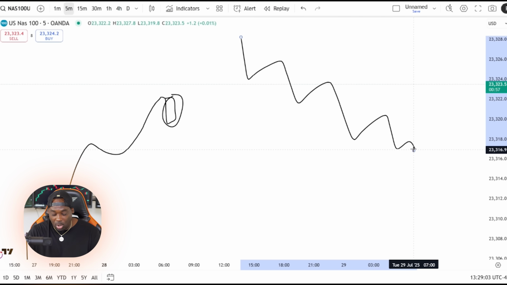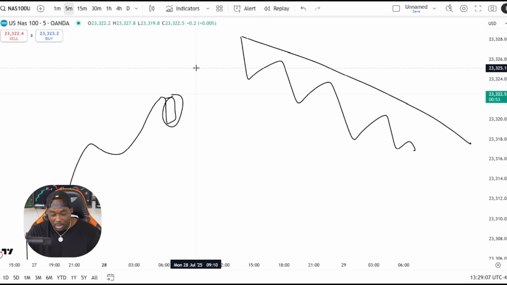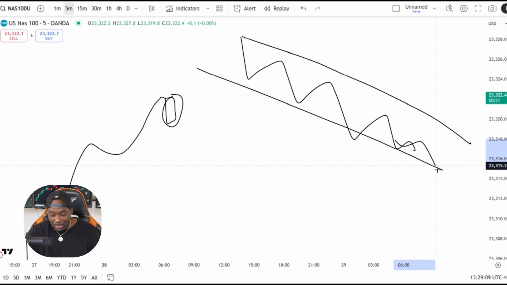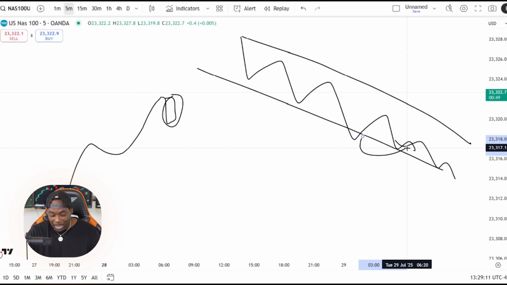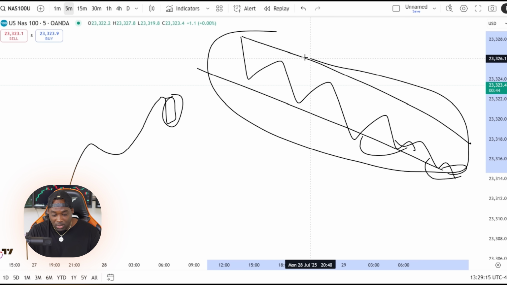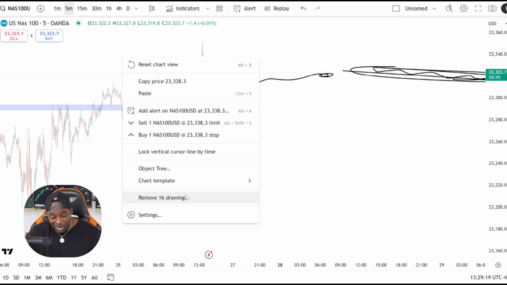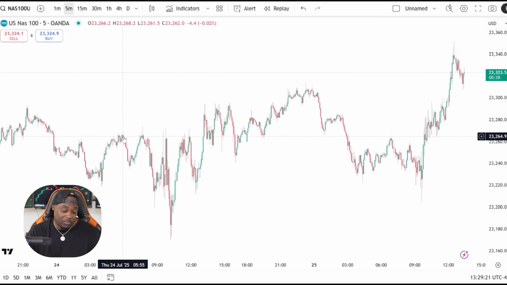So I would take longs while the 5-minute was downtrending, and I would lose. And I'm like, man, I'm trying to pick the bottom, but not realizing the structure on the 5-minute is bearish. So I said, you know what? I'm just going to only focus on the 5-minute. And that's what I do. And it works for me.